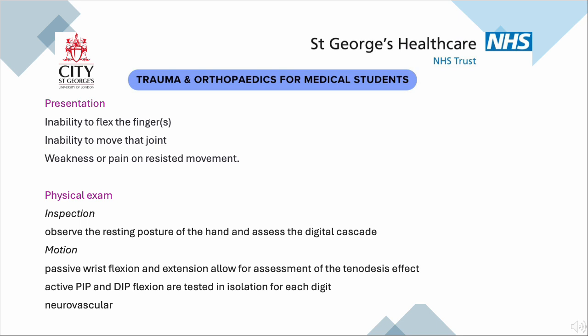So the presentation very simply is they'll show you a wound and they'll have an inability to flex the finger or that joint, and it may be painful and weak if you try to resist. So physical examination obviously is inspection, and if you work out the zone you can predict things. You can look at the resting posture of the hand and see how it balances, and then you can measure the passive wrist flexion and extension and the active finger flexion and extension for each digit alone, and then you can start to isolate what's going on. And then you do a neurovascular exam, as obviously it's possible to cut digital arteries at the same time.